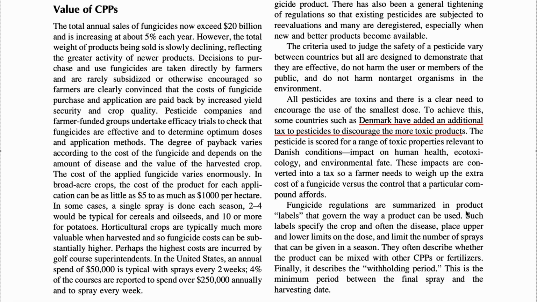Fungicide regulations are summarized in product labels that govern the way a product can be used. Such labels specify the crop and often the disease, place upper and lower limits on the dose, and limit the number of sprays that can be given in a season. They often describe whether the product can be mixed with other CPPs or fertilizer. Finally, it describes the withholding period. This is the minimum period between the final spray and the harvesting date.